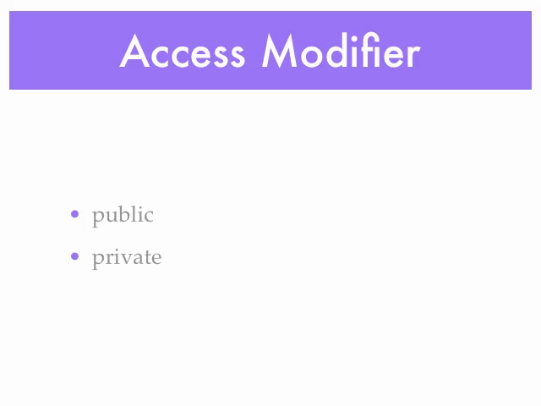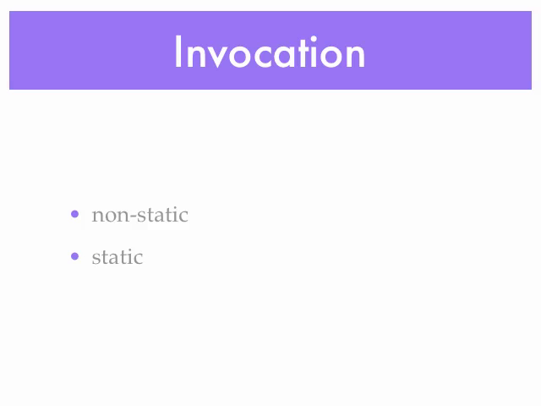Now, when we talk about an access modifier, we have two. Our access modifier can be public, and that means that the method may be called from outside the class in which it resides. A private access modifier indicates that the method may only be called from within the class in which it resides. Now, the invocation can be non-static or static.